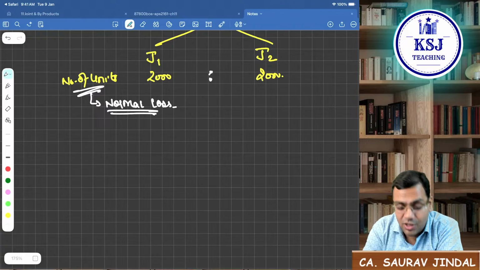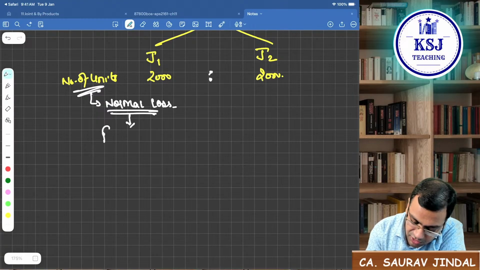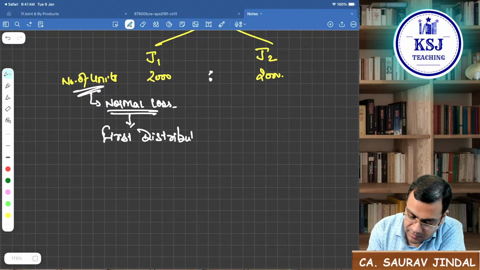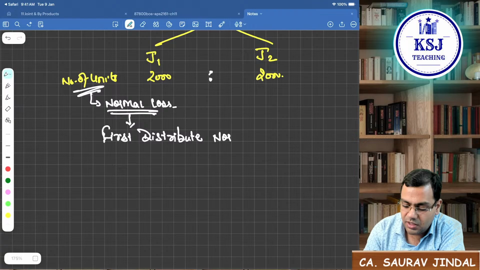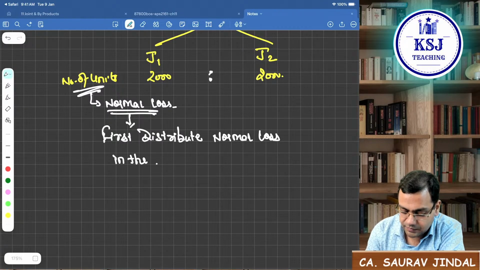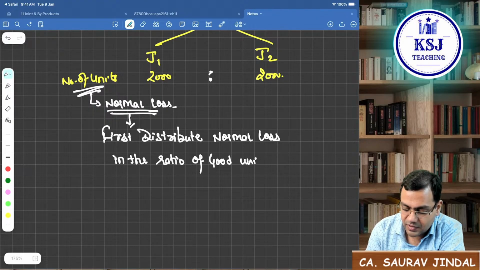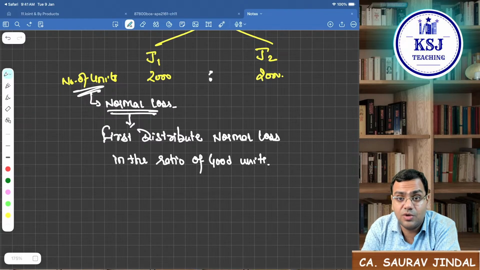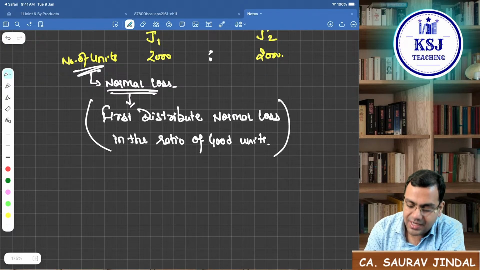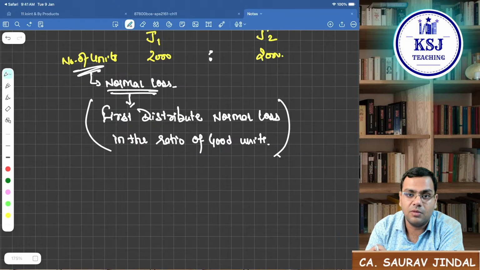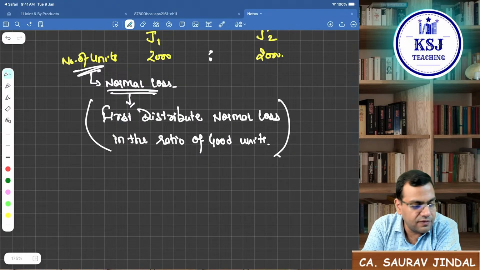In case there is a normal loss, first distribute the normal loss. In which ratio? Normal loss in the ratio of good units. Right? First distribute the total number of units of normal loss in the ratio of good units. Then the total units that you get, that is good units plus normal loss, that will make the ratio for the distribution of joint cost.